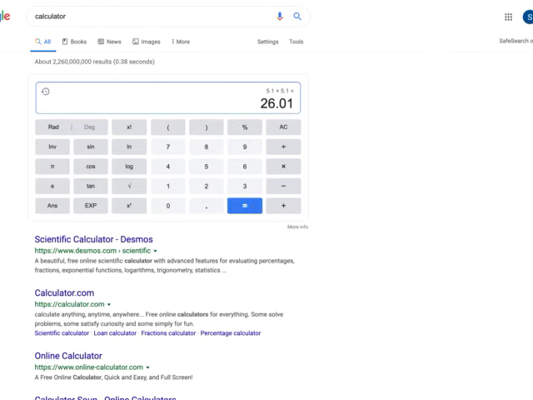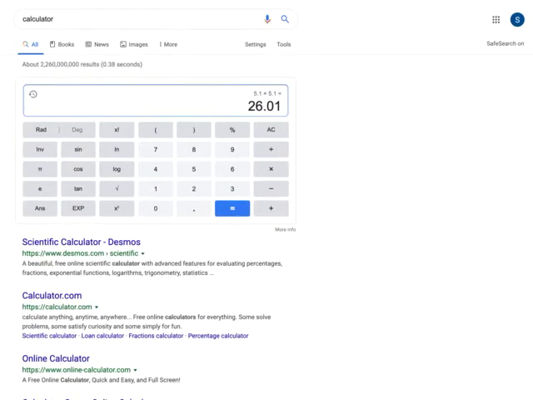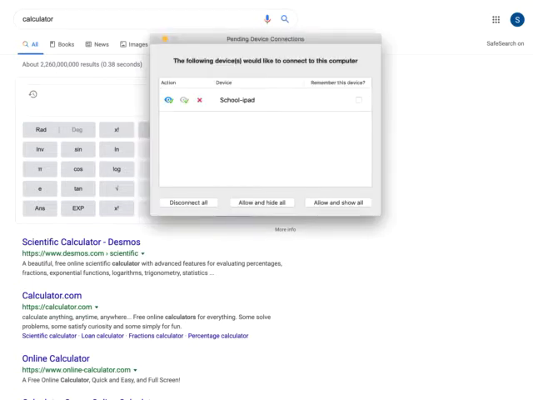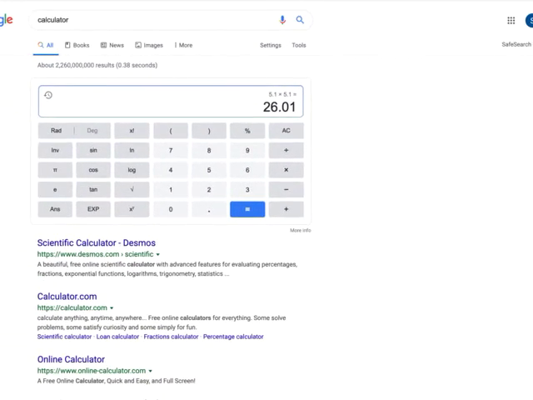26.01, yep. Uh-oh, what happened to my image? Did I put it? I think it went away. Okay, I need to start over. See if it shows up. Where did it go? It's not working. Anyways, let me try it again.